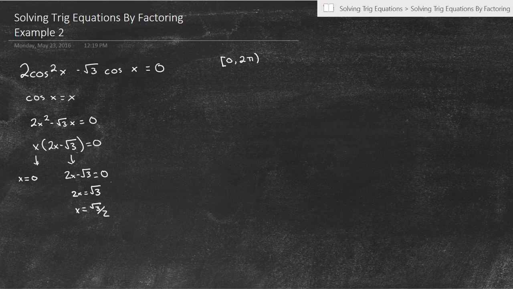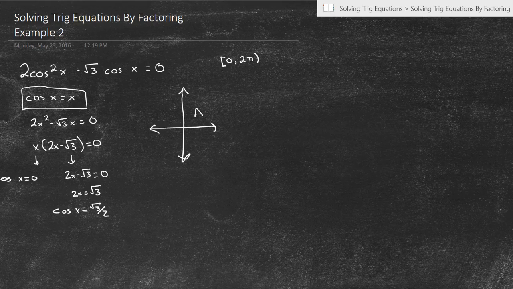And now we can just reuse our cosine x that we had taken out. And so now we get cosine x equals 0 and cosine x equals root 3 over 2. And now I'm going to use my little trick to figure out what quadrants we're going to be working with. All students take calculus. Everything's positive in the first one, sine in the second, tangent in the third, and cosine in the fourth.